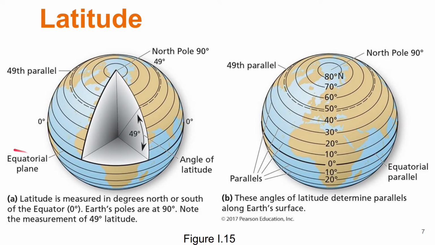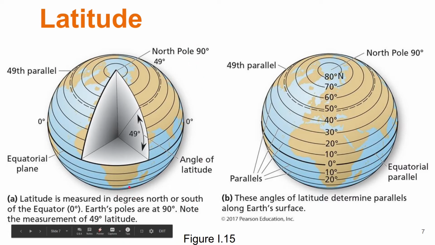So now we've got a diagram. If you were to measure from the equator a 49-degree angle and then mark it, and then measure another 49-degree angle over here, and then connect all of those dots, you would end up drawing the 49th parallel. So the line that you would make by connecting all the dots that are 49 degrees north, that's the 49th parallel. The equator is 0 degrees, the North Pole is 90 degrees north, the South Pole is 90 degrees south.